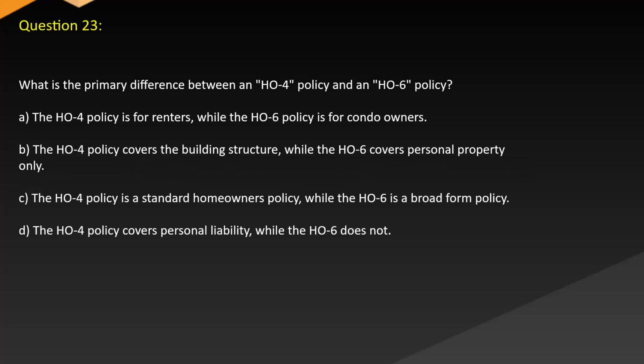Question 23. What is the primary difference between a HO4 policy and HO6 policy? A. The HO4 policy is for renters, while the HO6 policy is for condo owners. B. The HO4 policy covers the building structure, while the HO6 covers personal property only. C. The HO4 policy is a standard homeowners policy, while the HO6 is a broad form policy. D. The HO4 policy covers personal liability, while the HO6 does not.